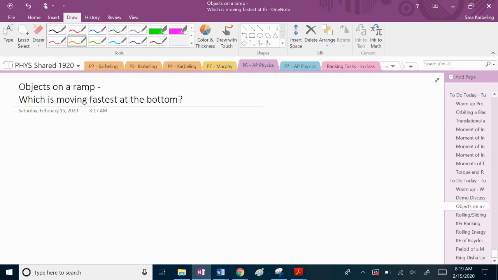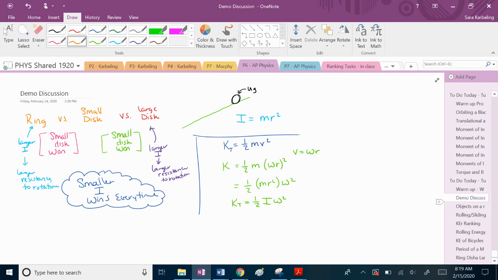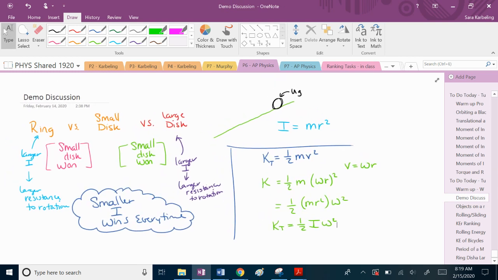So at the end of the day on Friday, with our super short day, we had just done the ramp problem. The discussion that I had on the last video looked like this. So we had the ring and the small disk and the large disk, and we raced them down, and we were trying to see who was winning, right? And it turned out that the smaller disk wins every time. And we started talking about the idea of rotational kinematics.